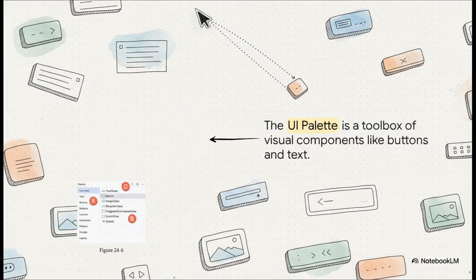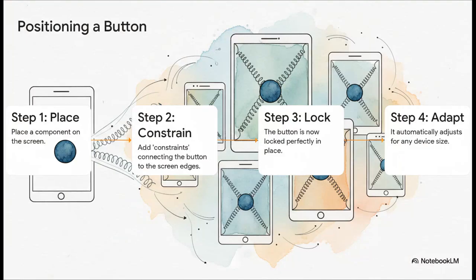They can literally just grab a button or a text box or an image and just drag it right onto the app's screen. But, okay, here's the tricky part. How do you make sure that button looks good on every phone, from a small one to a huge tablet? Well, the really clever solution is something called constraints.